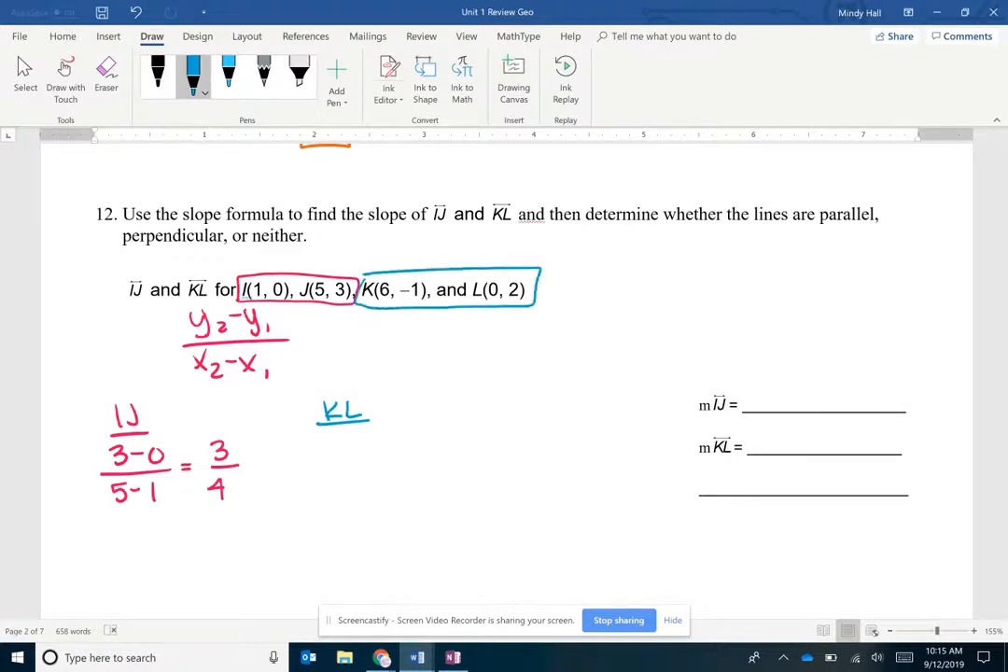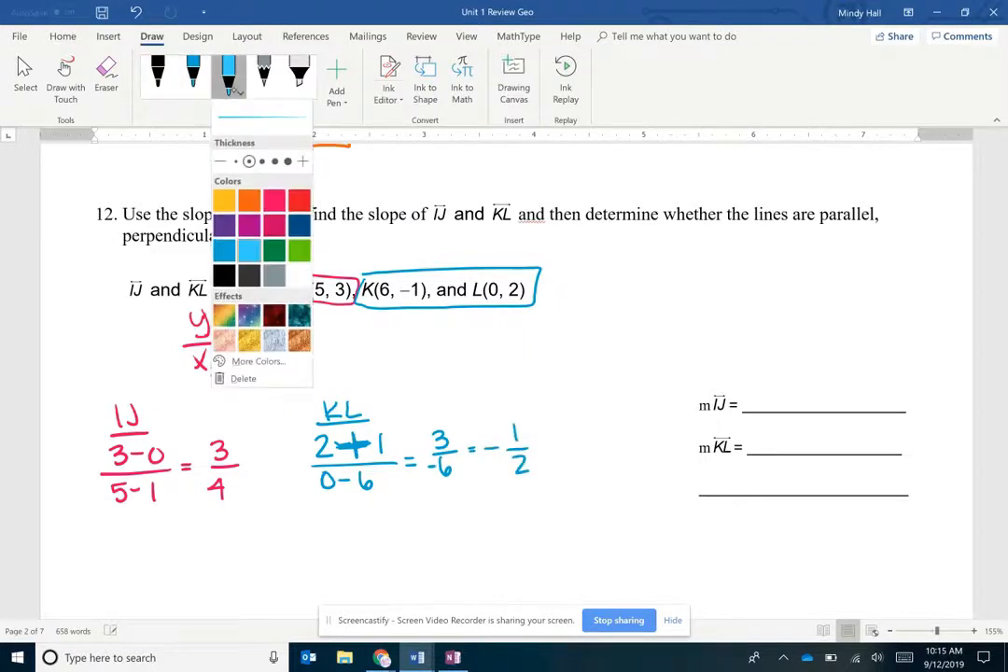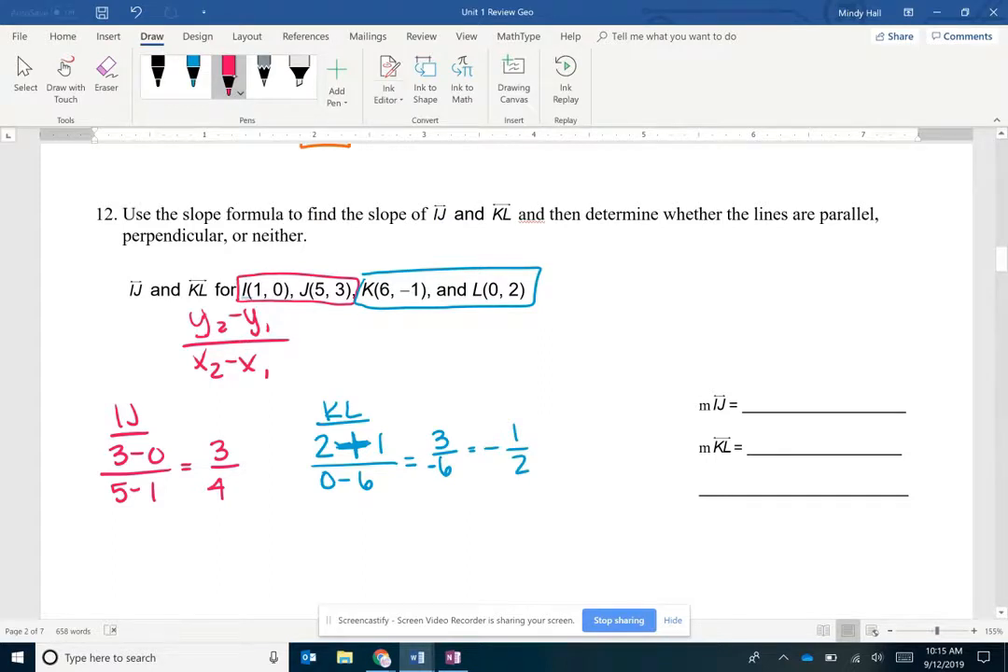So let's look at KL. We do the subtraction with the y, so 2 minus negative 1 divided by 0 minus 6. The 2 minus negative 1 becomes 2 plus 1. So this is 3 over negative 6, which is negative 1/2. I realized I did not actually write my slopes on the line I was supposed to. So the slope of IJ is 3/4, and the slope of KL is negative 1/2.